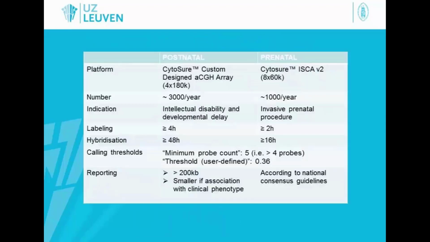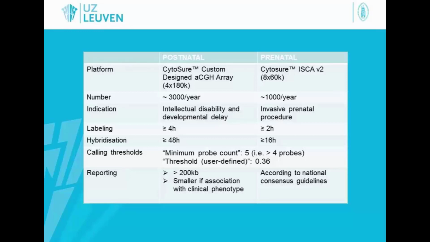So just to give you a quick look at the similarities and differences between our postnatal and prenatal array setting. The platform is different. We use the 4x180K for postnatal and the 8x60K array for prenatal. According to numbers, we perform approximately 3,000 postnatal arrays per year and 1,000 invasive prenatal samples per year. This used to be higher, but because of the implementation of non-invasive prenatal testing in our lab in November 2013, we saw a decrease in the number of invasive prenatal samples.